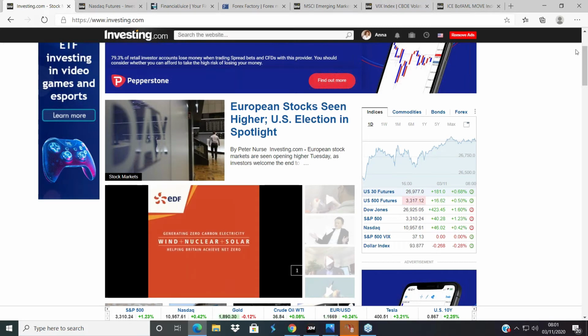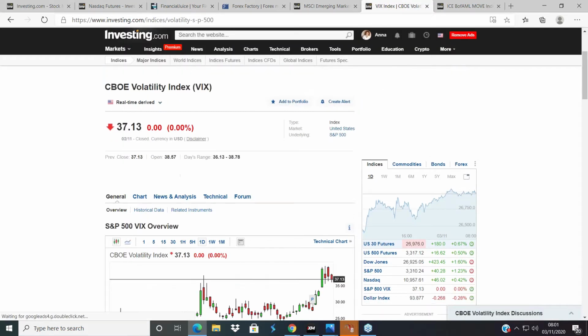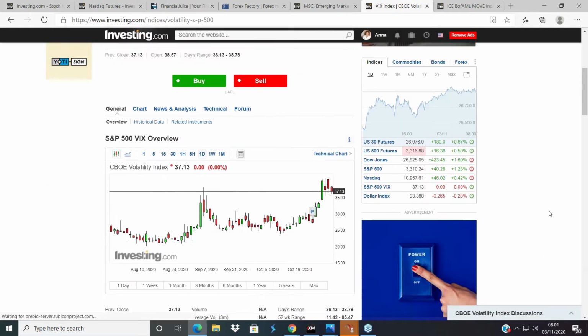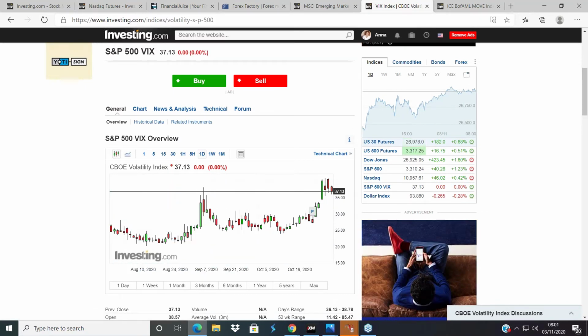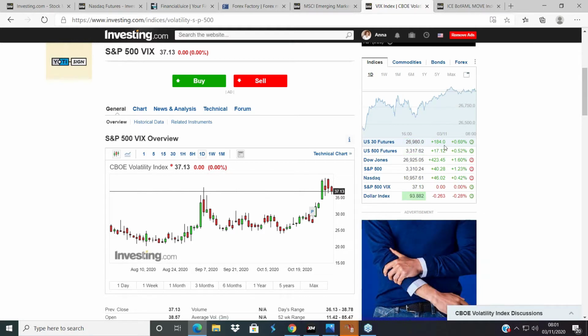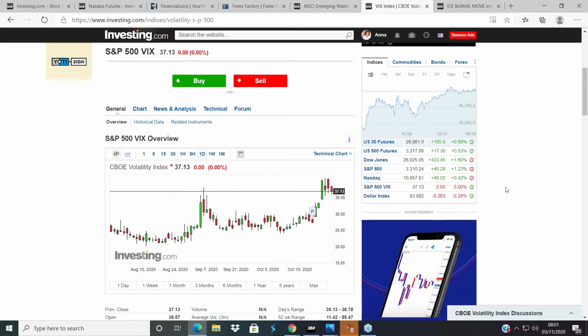And of course we have to watch the VIX. The VIX is elevated at the moment anyway, as we can see here. It's trading at 37, even while the indices are moving higher. So we have a lot of divergence at the moment. It's a very, very mixed picture. This is not the norm. You would expect that if the futures are going up and equities are going up, the VIX should be falling.